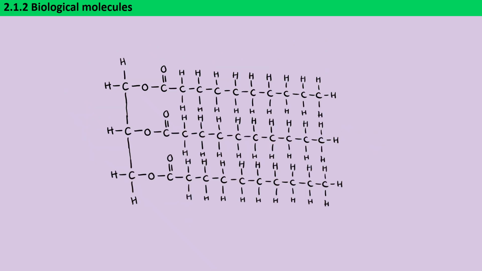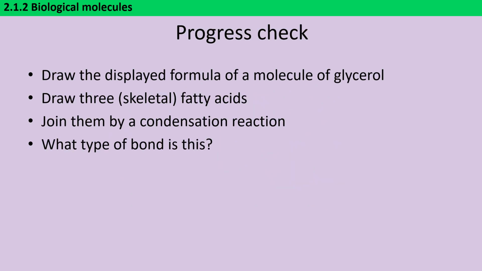So overall, our triglyceride, if we drew it out properly and drew all of the atoms involved, would look something like this. In this instance, I've drawn you three identical fatty acids, but as we've said, the fatty acids don't need to be the same as each other. Time for a quick progress check. So pause the video and make sure that you can draw glycerol, draw some fatty acids, join these together by a condensation reaction, and identify the type of bond.